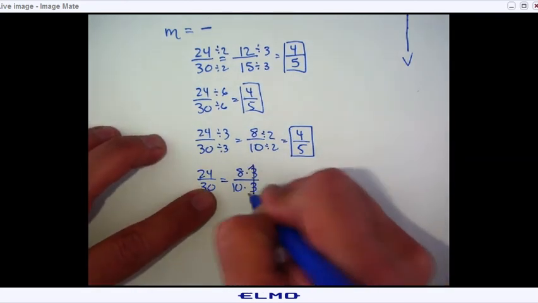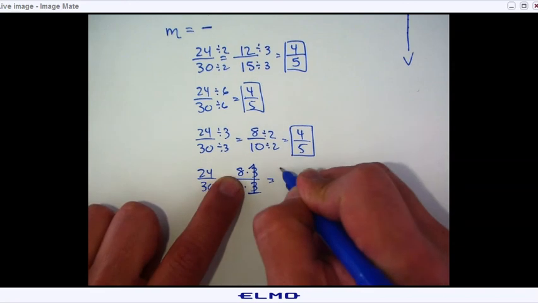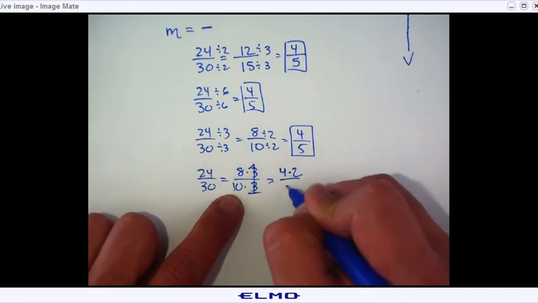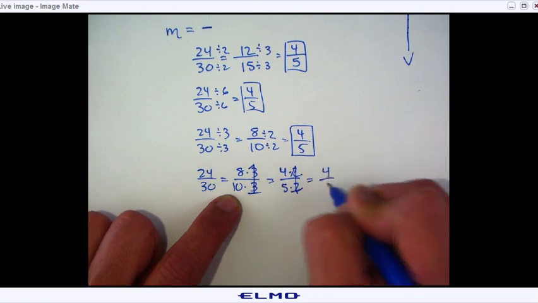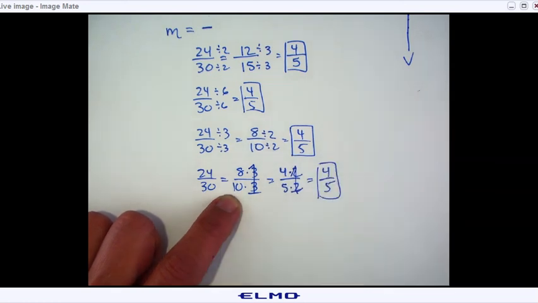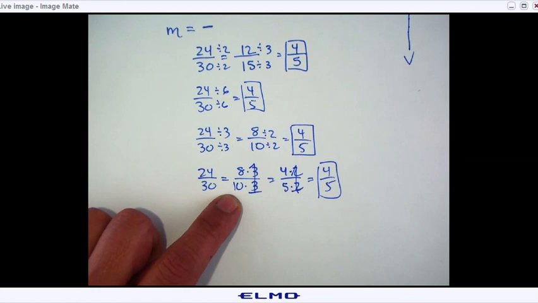So continuing, here's your giant 1. And 8 is 4 times 2, and 10 is 5 times 2. There's your giant 1, and you get 4 over 5. See that? So there are so many different ways you can simplify. There's not just one way.